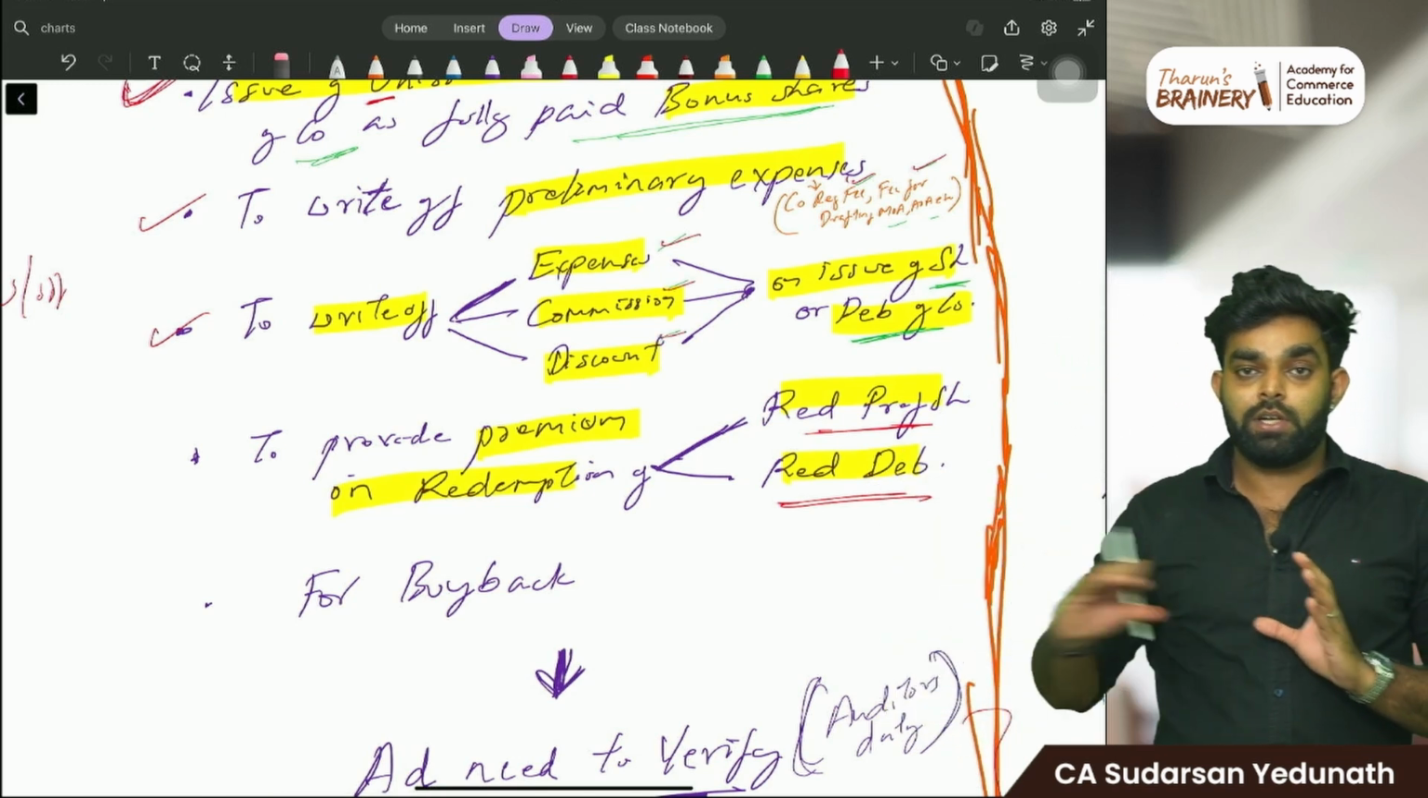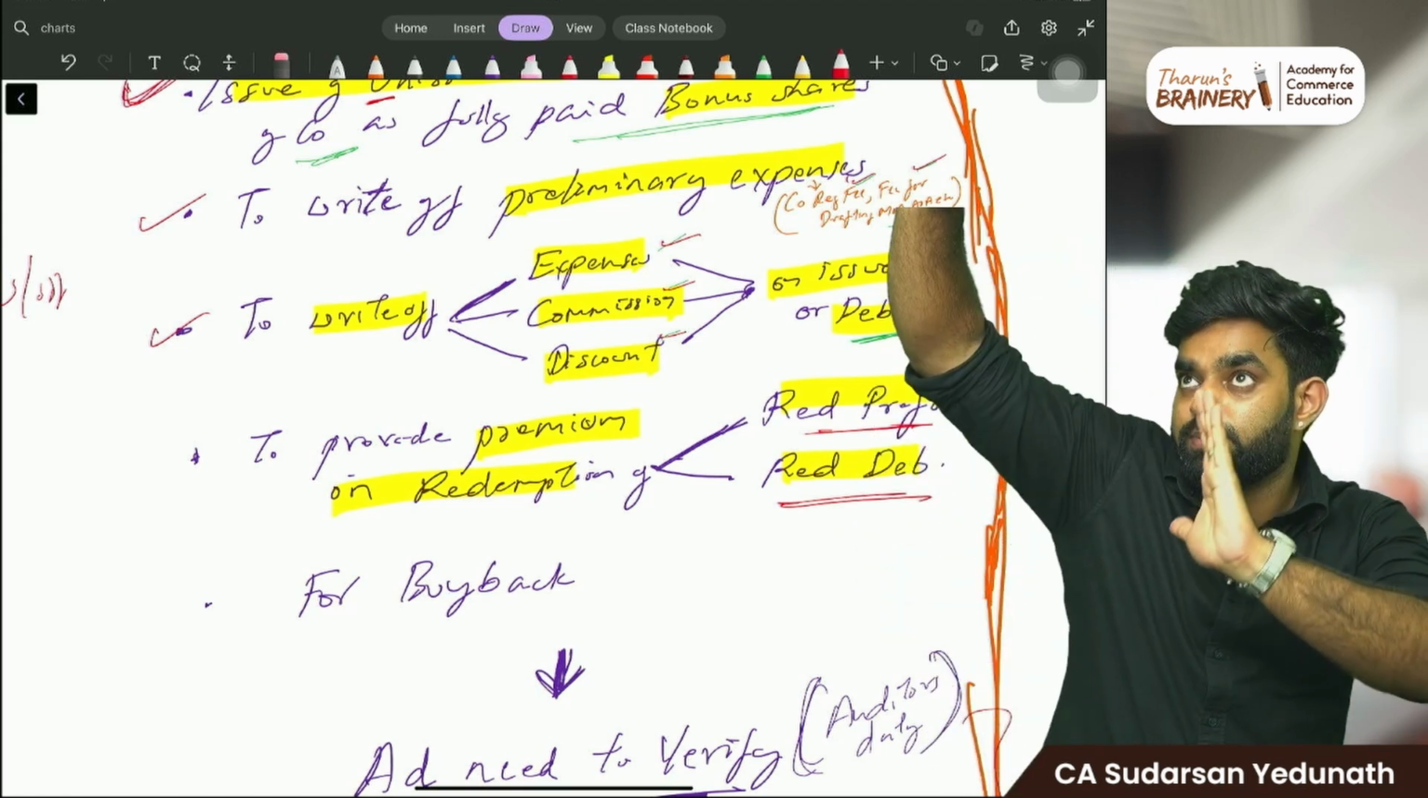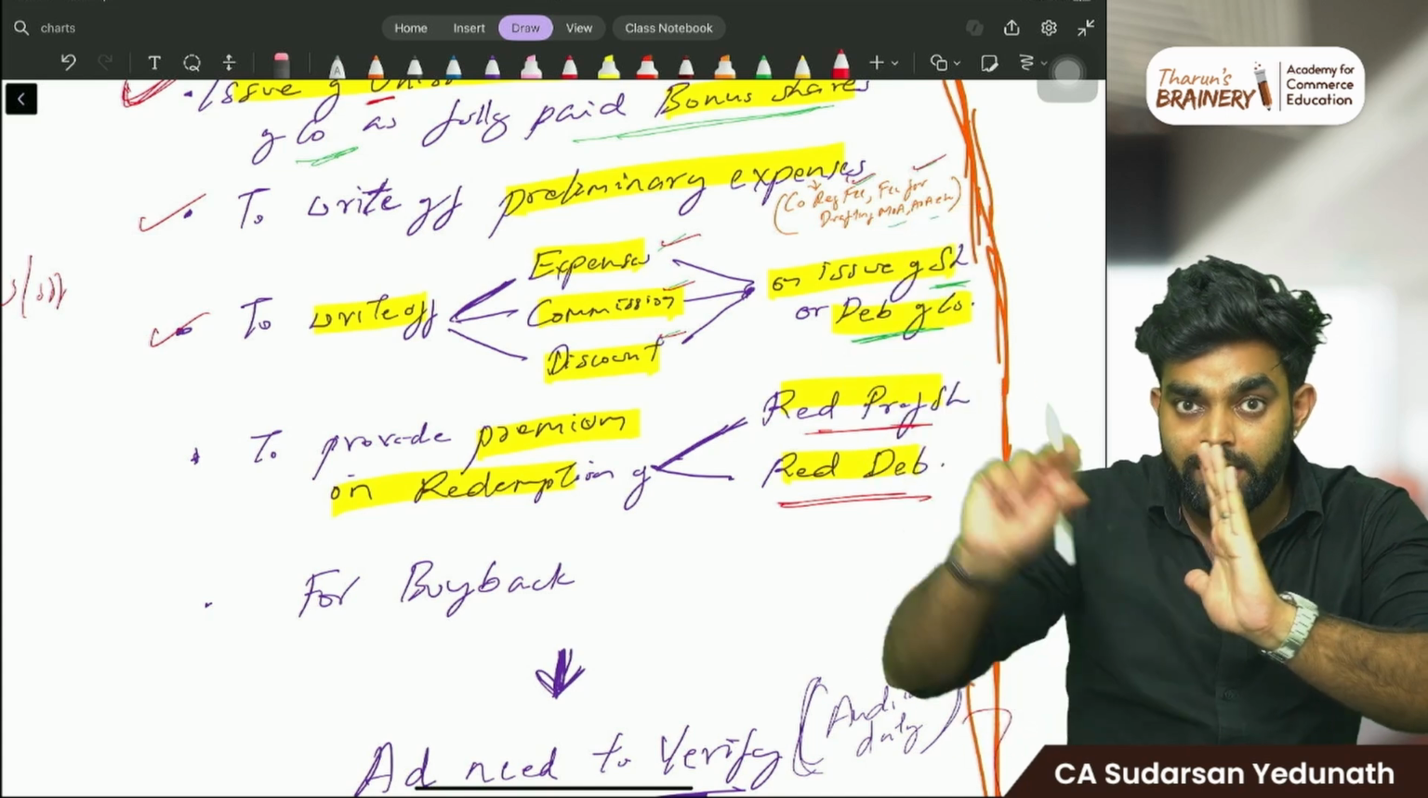Then, to write off expenses, commission and discount on issue of shares or debentures. When a company is issuing shares or debentures, they have to pay some expenses, commission, discount, everything. So this securities premium account money can be used to write off this.